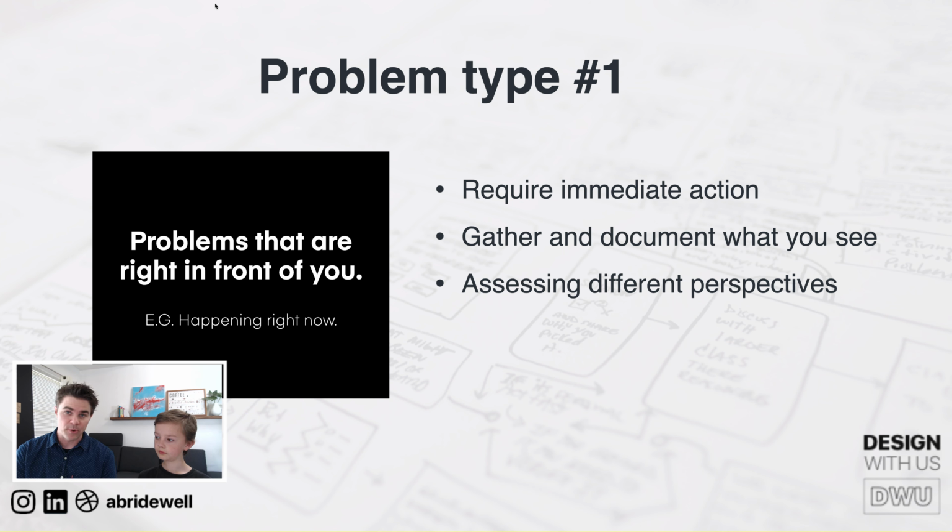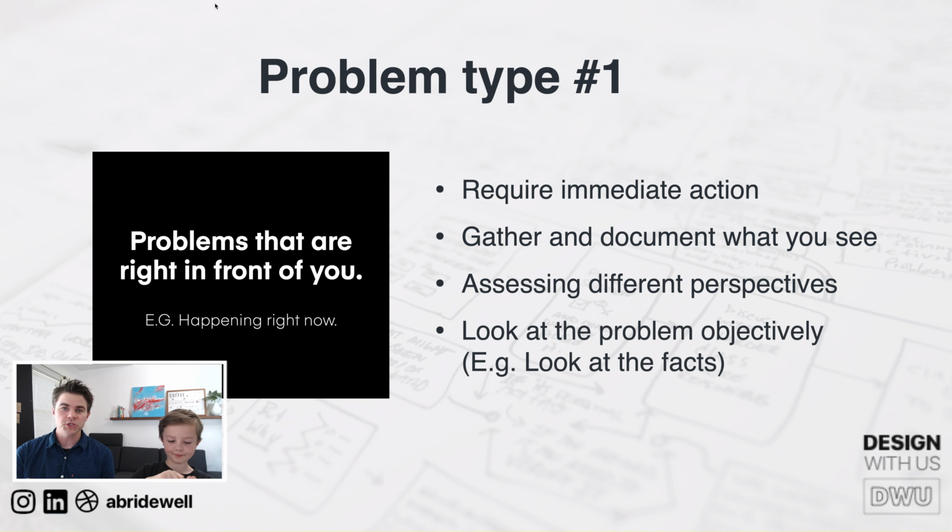If I had a piece of paper, I could write down, okay, I see this problem, and it's happening here, and I need to look at it from different perspectives, and I also need to look at the problem objectively. Like I need to look at the facts, because I can't just make things up. Does that make sense? Yep.